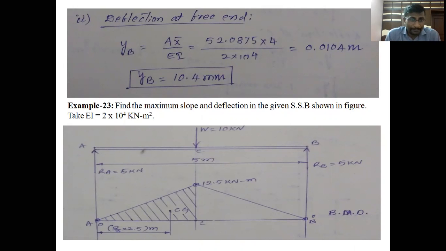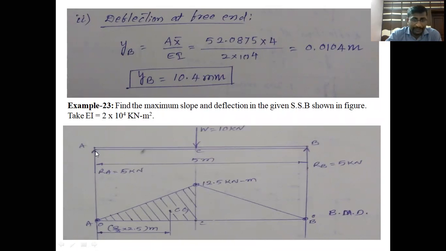Let us see example 23 in this chapter. Find the maximum slope and deflection in the given SSB, simply supported beam, shown in figure. This is the simply supported beam. The bending moment diagram is not given in the problem, only the beam diagram is shown. You have to draw this bending moment diagram by using your knowledge. The EI value is the same, 2 into 10 to the power of 4 kilonewton meter square.